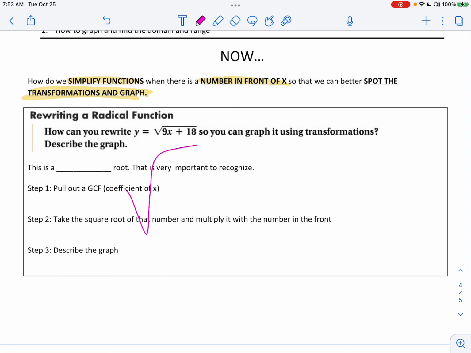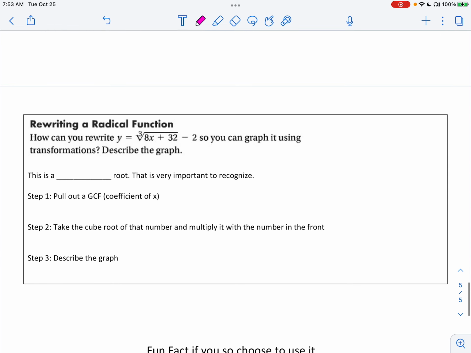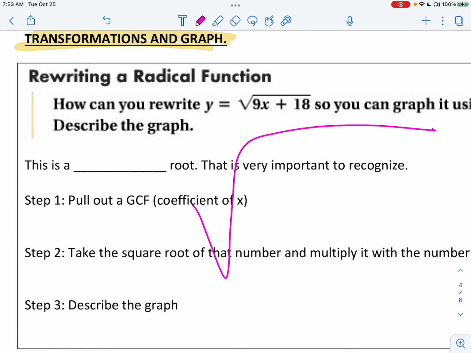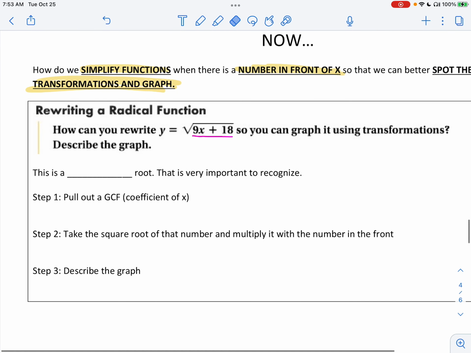We have one which is the square root, and then we're going to do one which is a cube root. Okay, square roots. Let's start here. How can you rewrite y equals the square root of 9x plus 18 so that you can graph it using its transformations? Describe the graph. Step 1, this is a square root. It's very important to recognize this.